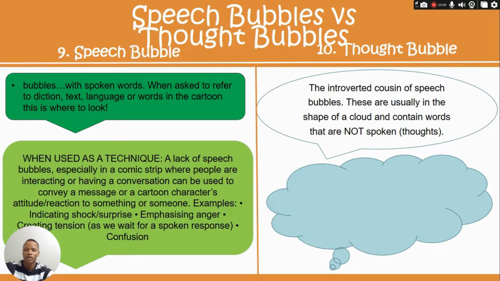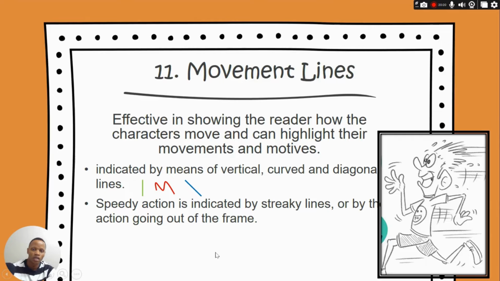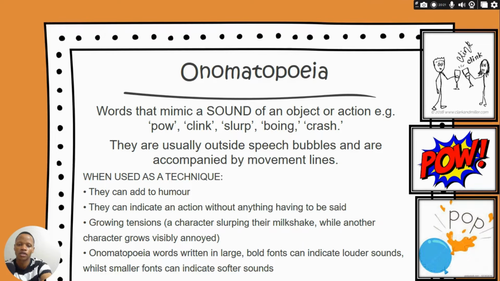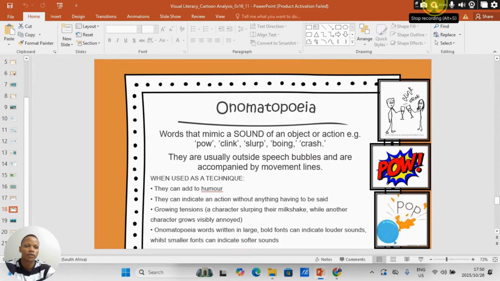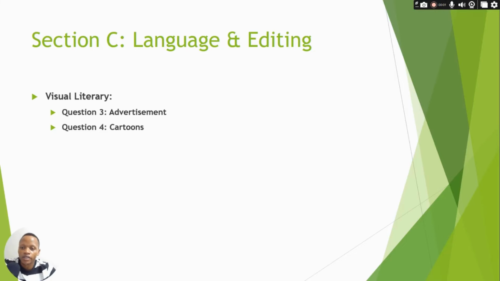And then we have the case of speech bubbles and thought bubbles. Bubbles with spoken words, when asked, refer to diction, text language, or words in the cartoon. This is where basically to look. Okay, now I'm just going to quickly skip this.